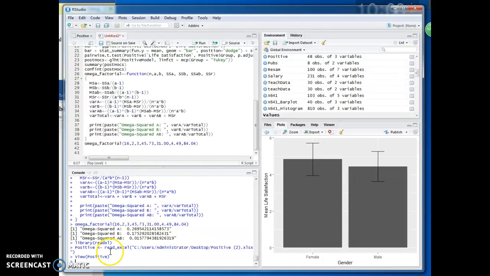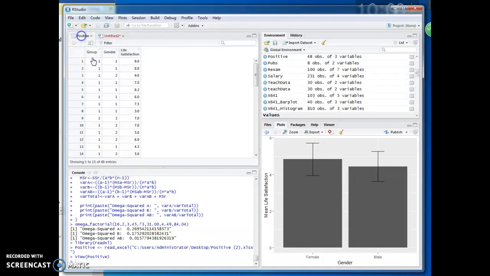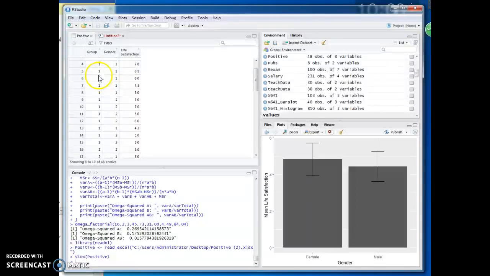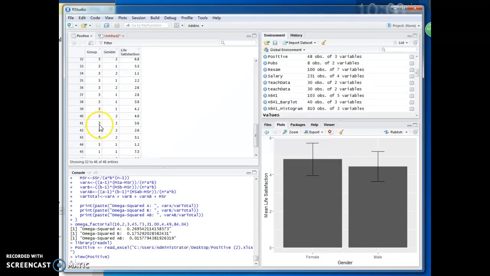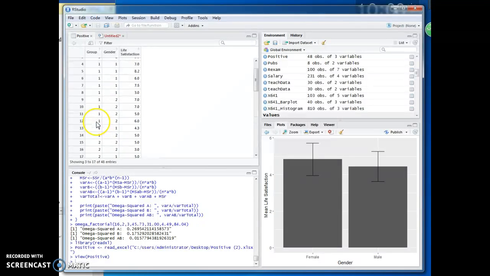So here is my data set. The first independent variable is group, and it has three different levels. The first one, as I said, will be assigned to read a positive psychology book, the second group will be asked to read a psychology related book, and the third one will be asked to read no books.